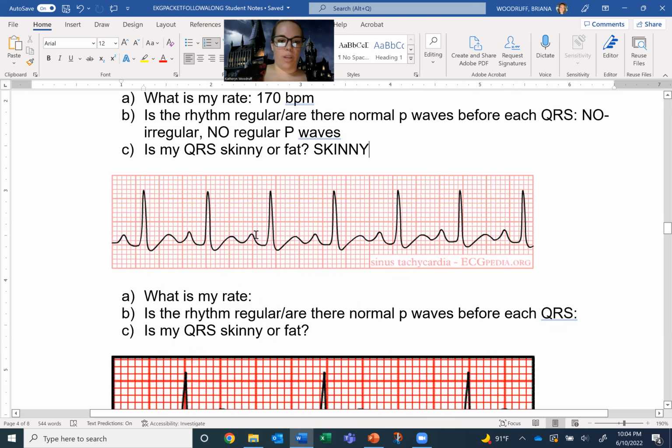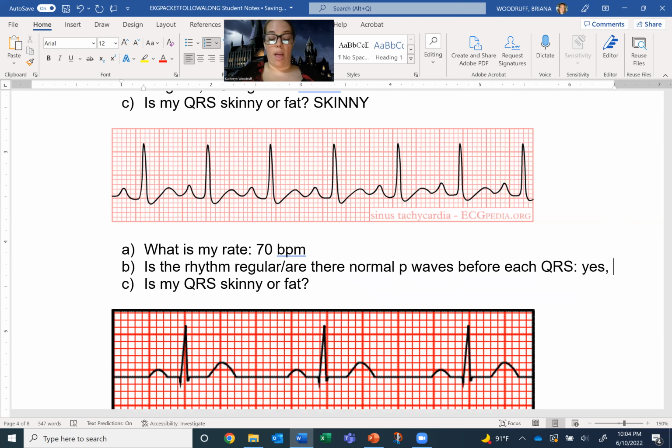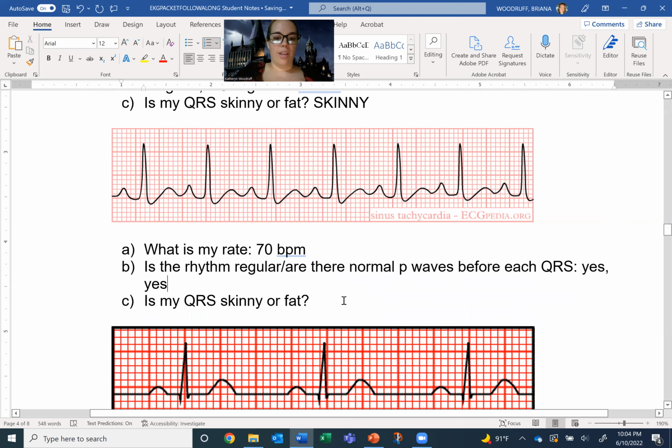So let's look at this next one. So what is my rate? 1, 2, 3, 4, 5, 6, 7. So it's 7 times 10 is 70 beats per minute. Is it regular? Yeah, it looks pretty regular. Is there a P before every QRS? Yes. Looks pretty regular. Is it skinny or fat? It looks pretty skinny.